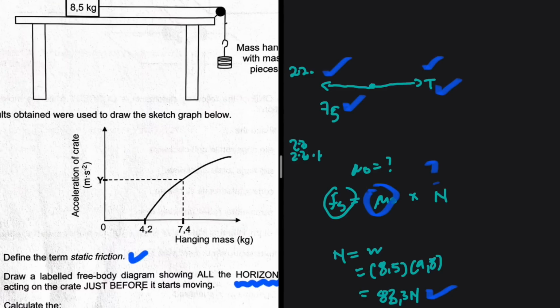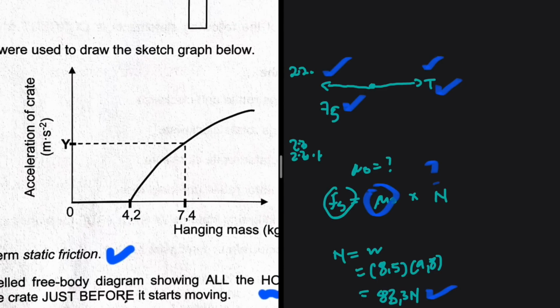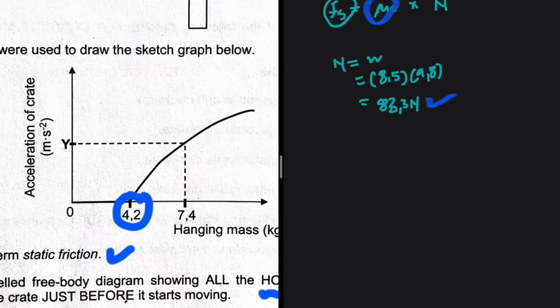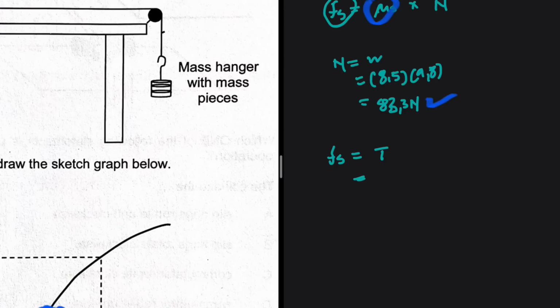We are given this diagram here, right? You can see that when the hanging mass is 4.2, our crate starts moving, because that's where we start having a bit of acceleration, right? Right here at 4.2. So the static frictional force is equal to the tension, right? But the tension here on the mass hanger with the mass pieces is just equal to the weight of that object.